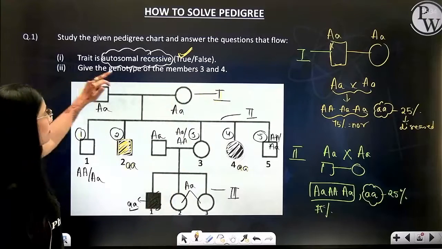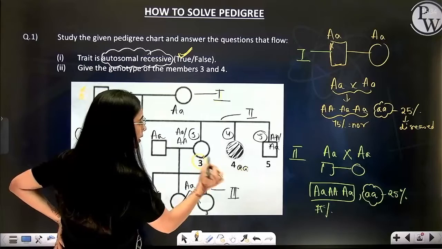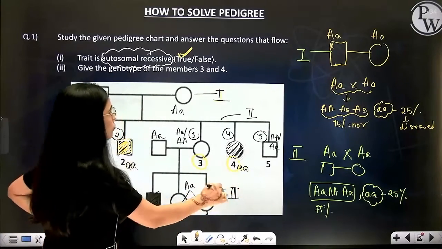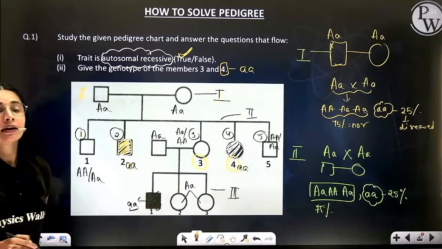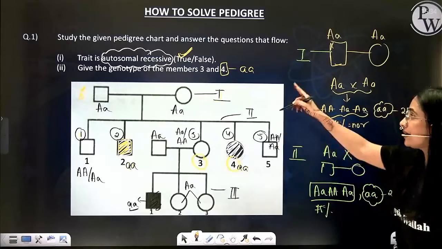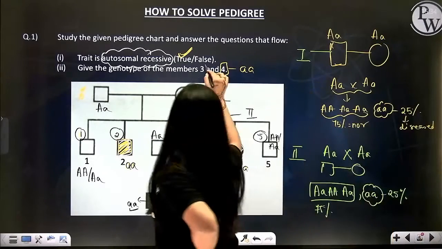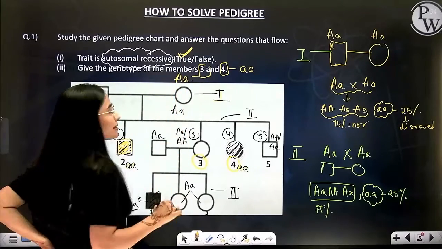Second, give the genotype of members 3 and 4. So this is member 3 and this is member 4. The fourth member's genotype will be homozygous recessive, right? So the fourth member will be homozygous recessive, whereas the third member will be heterozygous.